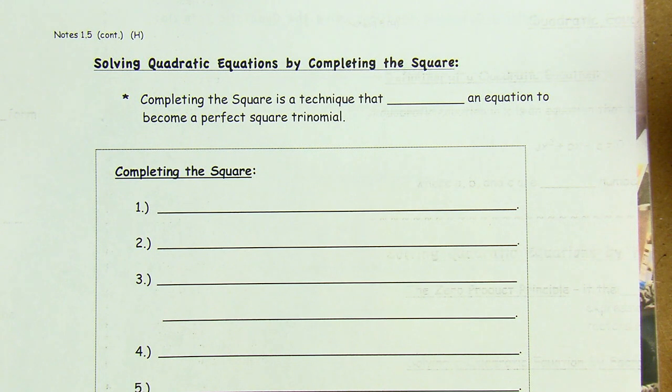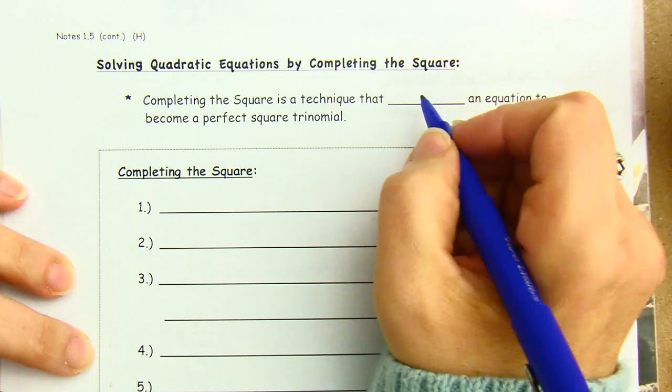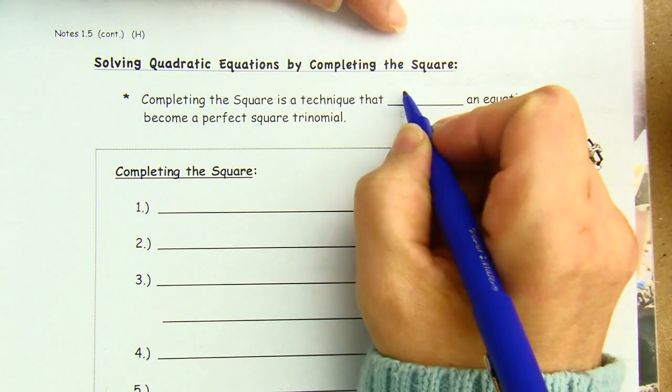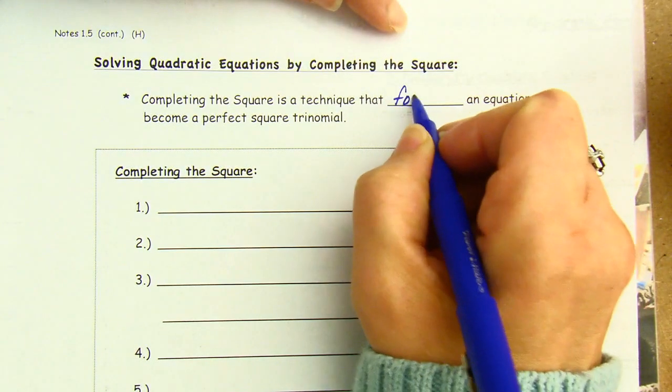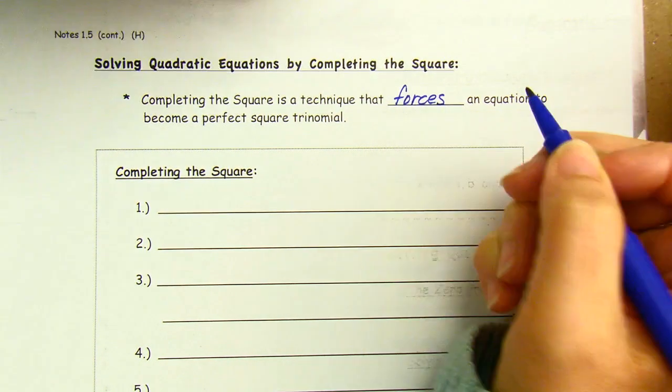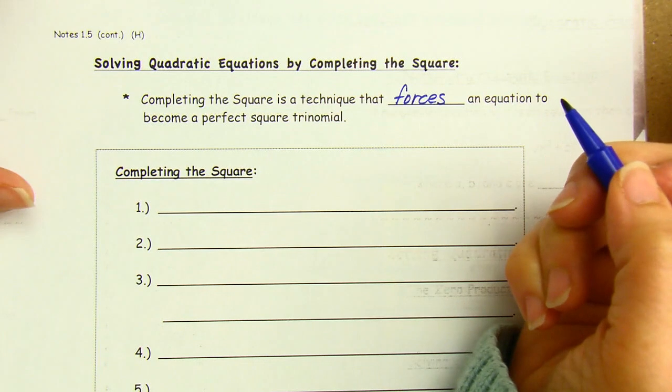Completing the square is a technique that forces an equation to become a perfect square trinomial. That way, when we factor it, we get a single binomial squared, and then we can use the square root method to find our zeros or our x-intercepts or our solutions. So it's a technique that forces an equation to become a perfect square trinomial.